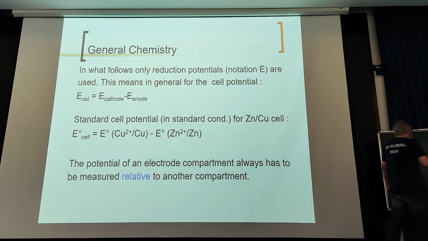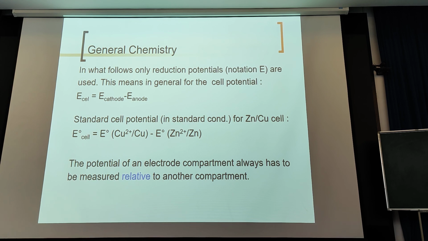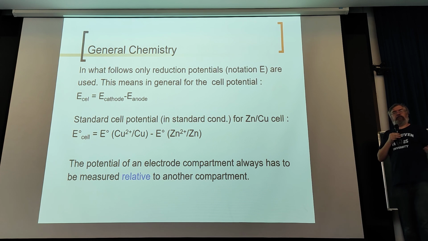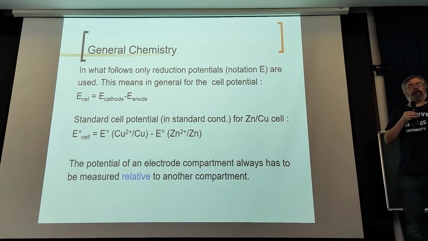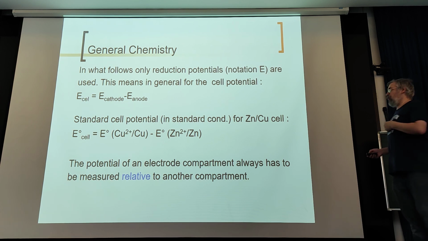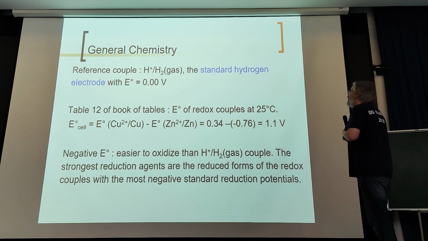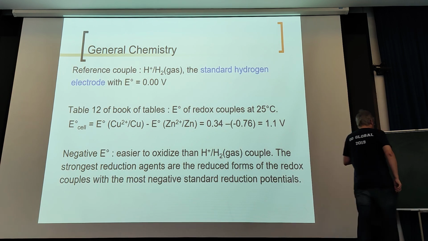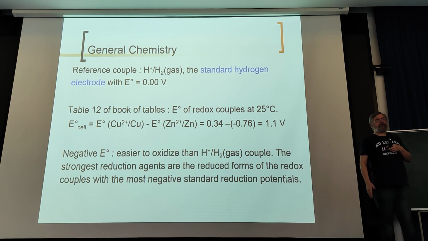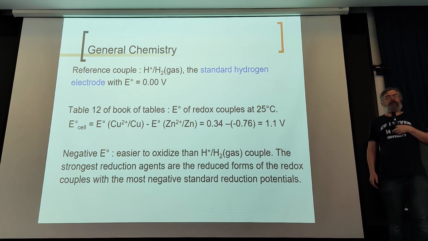So in this case, it means the reduction potential of the copper 2+ to copper, minus the potential of the zinc 2+ to zinc. So also, you have potential, but the only thing you can actually measure is the potential difference. So in general, we use a standard hydrogen electrode, and artificially we put this to be at a potential of 0.